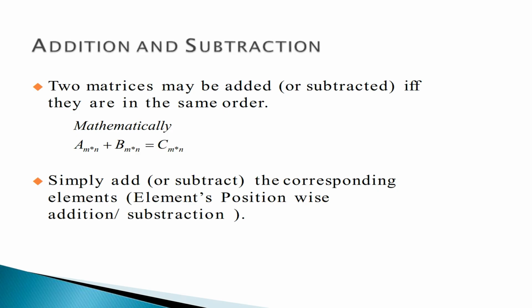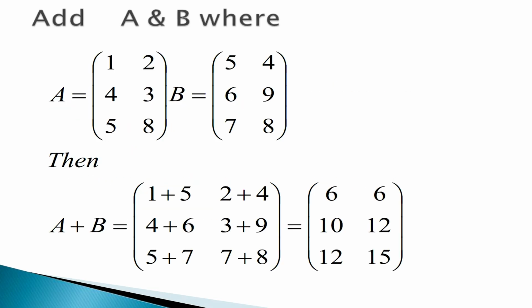Then we simply add or subtract the corresponding elements. Here is an example. Suppose A is a 3 cross 2 matrix and B is a 3 cross 2 matrix. We add or subtract, A plus B becomes 1 plus 5. A is a 3 cross 2 matrix and B is a 3 cross 2 matrix. Hence, the addition can be performed. That means addition is possible.